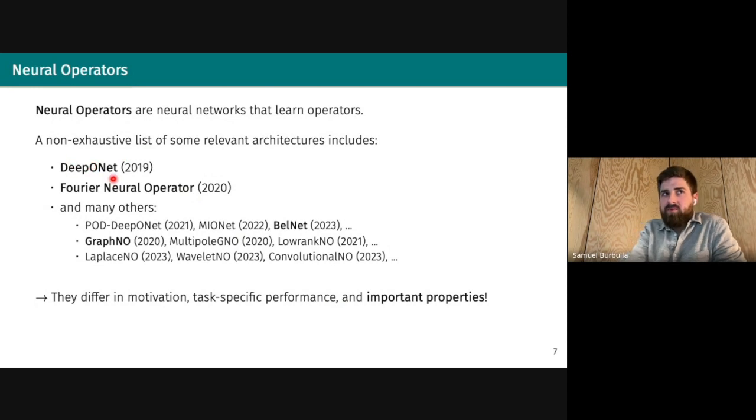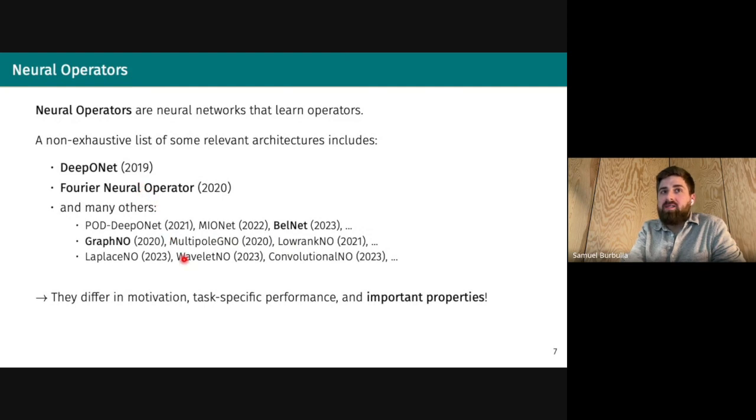For instance, the first one of these kind of architectures was DeepONet, which was proposed in 2019. The Nature paper was published in 2021. There's a second very prominent architecture, Fourier Neural Operators, which was published right after that one. And then there is a bunch of other architectures. For instance, POD-DeepONet, multiple-input-output network, BelNet, graph neural operators, multipole graph neural operators, Laplace neural operators, and so forth. So there's a lot going on, a lot of different things arose in recent years.